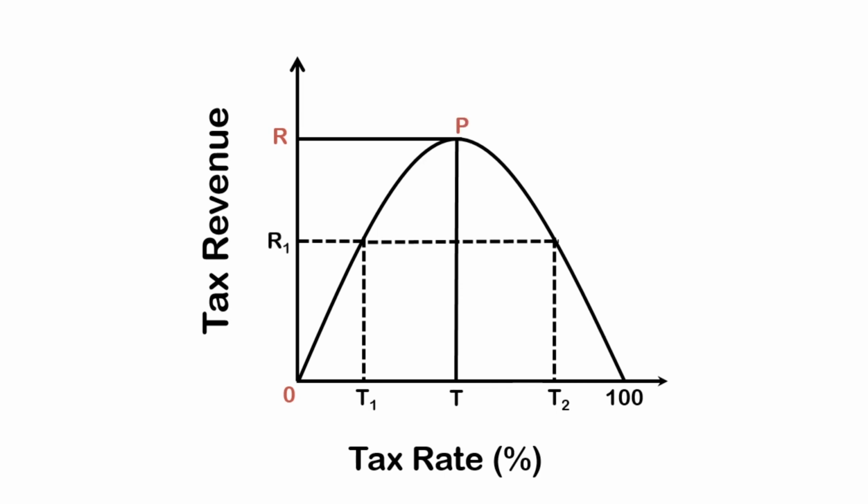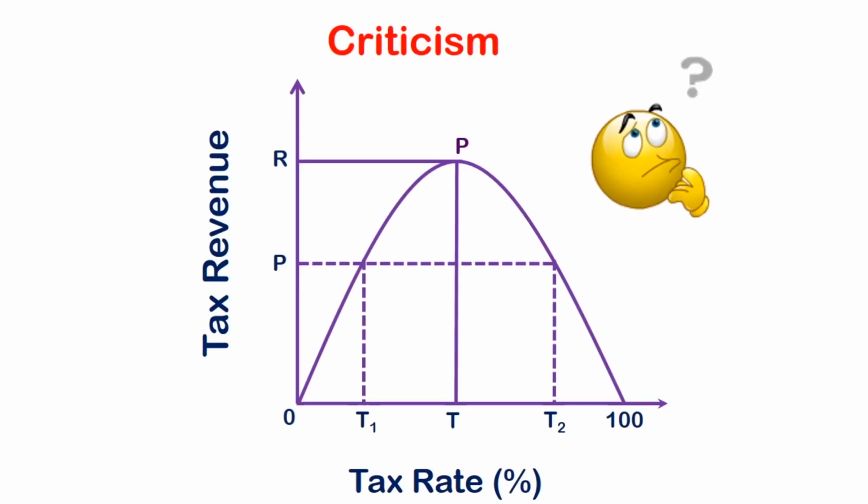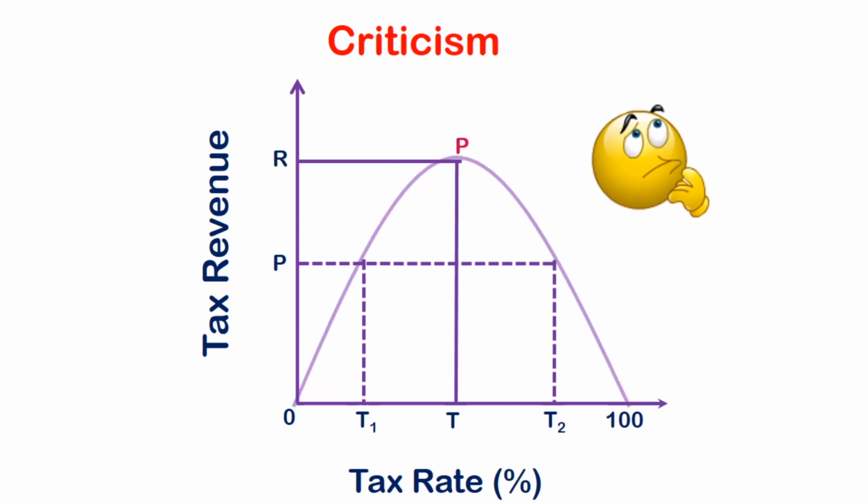Except at the optimum level, there are always two tax rates that yield the same level of revenue. For the high tax rate OT2 and the low tax rate OT1, the tax revenue remains the same at OR1. The Laffer curve is criticized because nobody knows the location of the optimum point P or the exact shape of this Laffer curve. Hope you understand the Laffer curve.